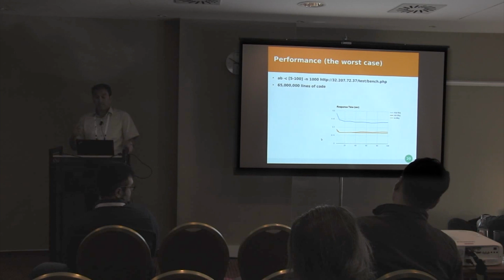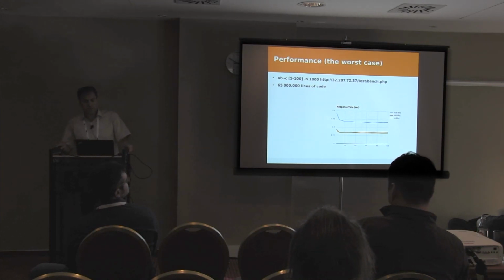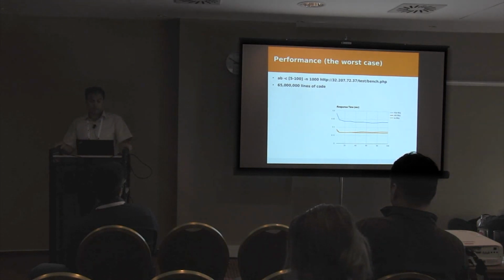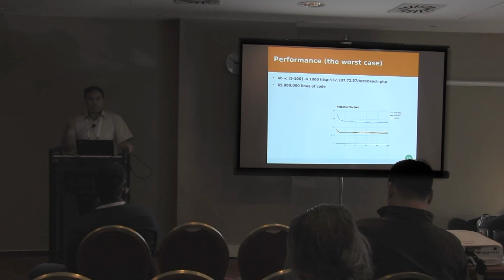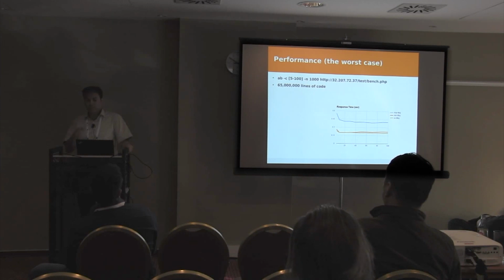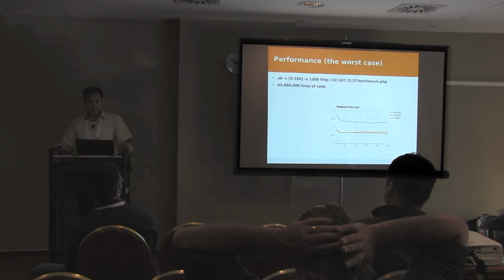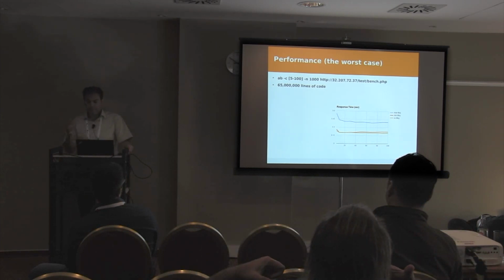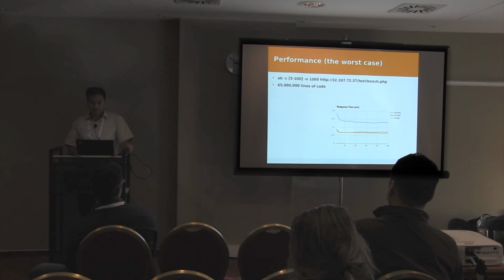But I wanted to get the worst case. I tried complex mathematical code that does lots of calculations, about 65 million lines of code. I tested it in three cases: no tracing, mean tracing, and max tracing. The difference between mean and max is that in the mean case, I excluded the line trace points, the events generated for each line execution. Without that, it's almost the same as no tracing. But by enabling everything, it's around a 45 or 50% slowdown.